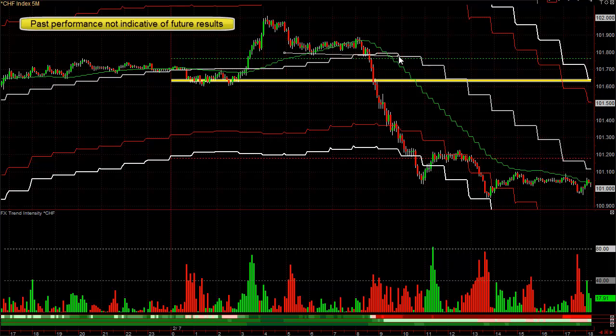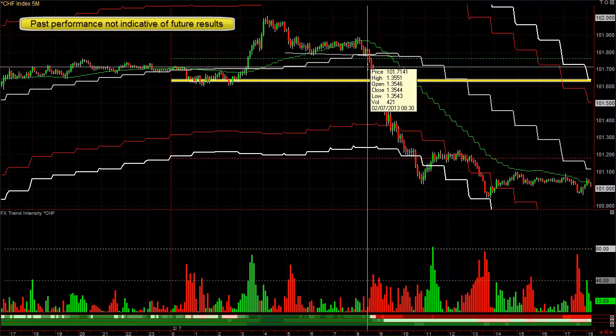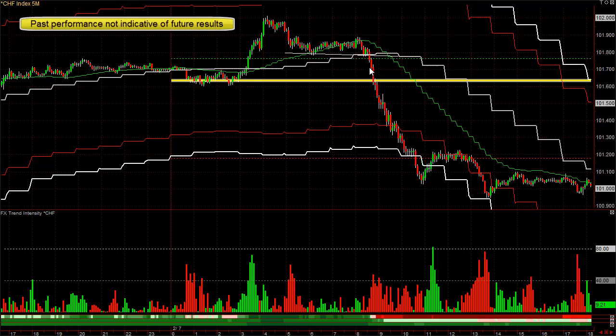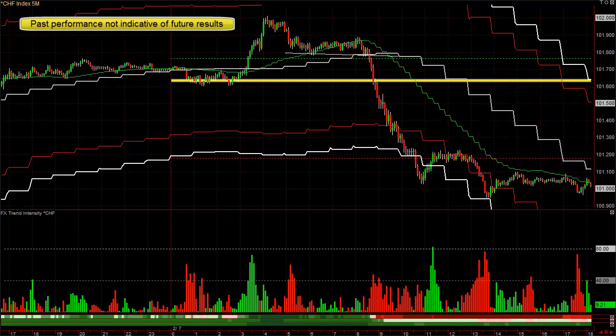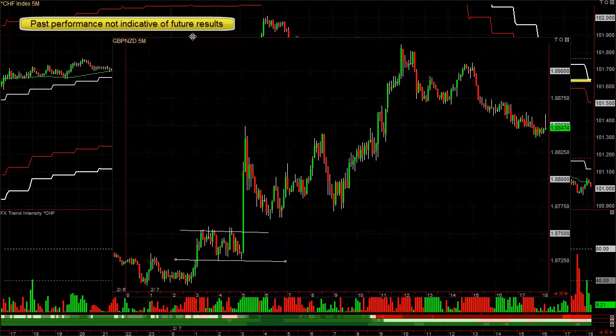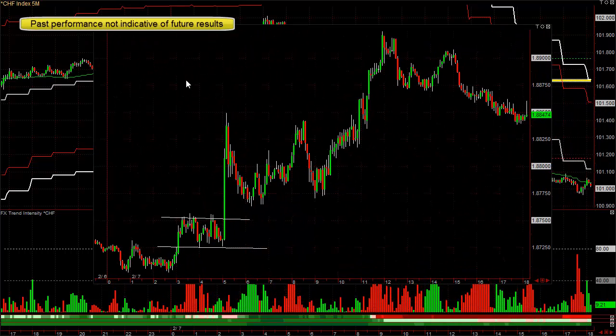It's stuck inside there, and it broke below this tight little rectangle area's low, broke from above to below the previous day's high, broke the hourly moving average, and on the way back up here, it couldn't get above the 15-minute moving average of the index. So very high probability right here when it finally breaks at 8:35. Now remember, the dollar was going up, so more than likely you would be looking to buy the dollar Swiss. Remember, the dollar got strong at 8, but let's say you waited to buy the dollar Swiss until 8:35.